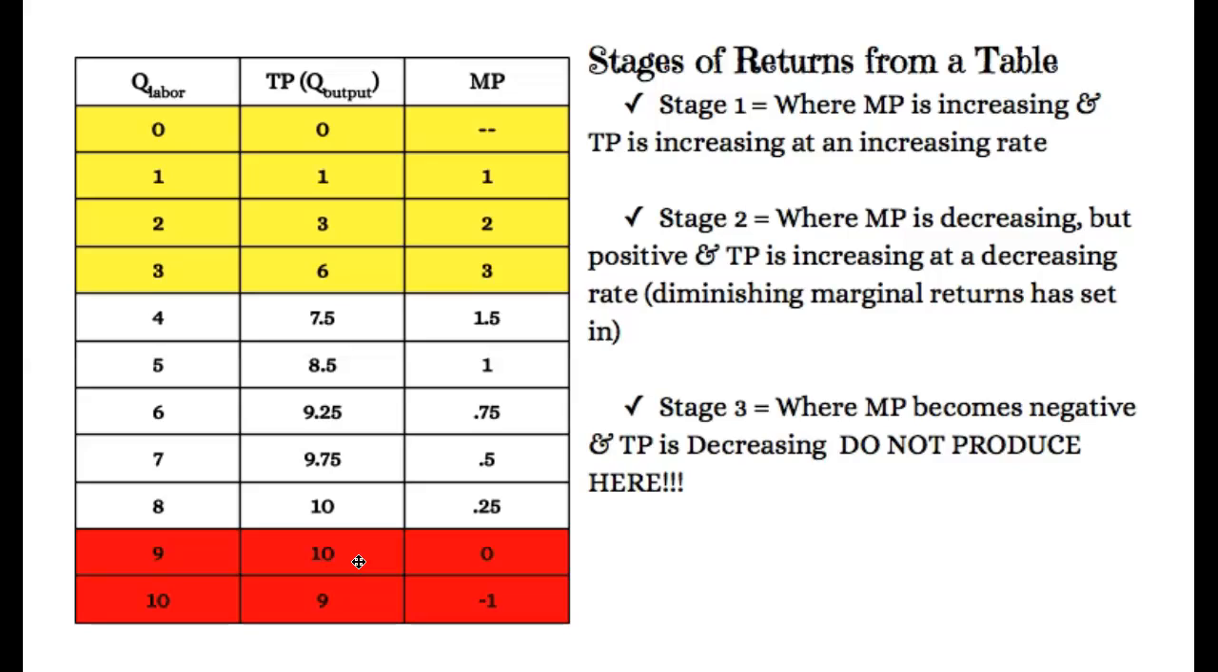Now, this is just a quick overview of some of the things that we've talked about. Tomorrow we will start talking about Module 56, which is about costs in the long run.